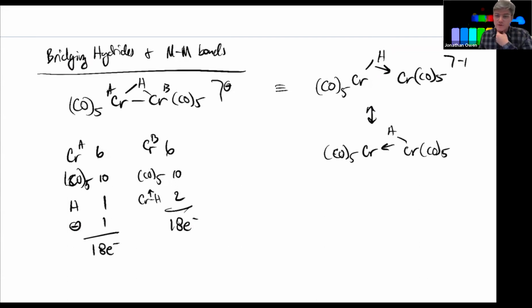Now, another aspect of this problem is that we chose the negative charge to be on chromium A instead of chromium B. Had we done it the other way around, we would have ended up with a 19 and 17 electron situation again. So it's a little bit ambiguous, I guess I would say. This is a symmetric compound, so you can't really have 17 and 19. Doesn't make sense.